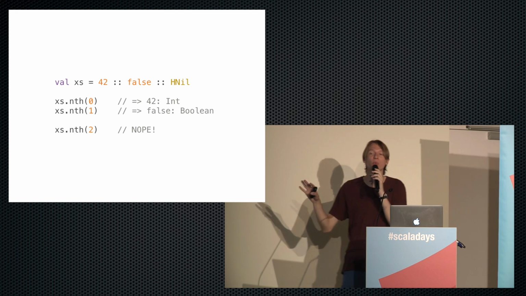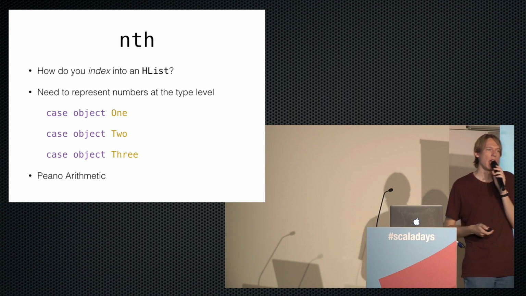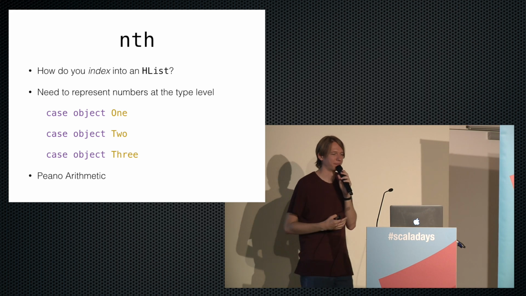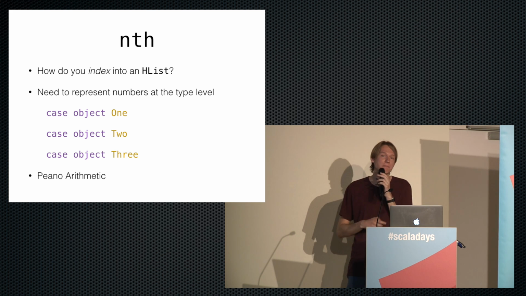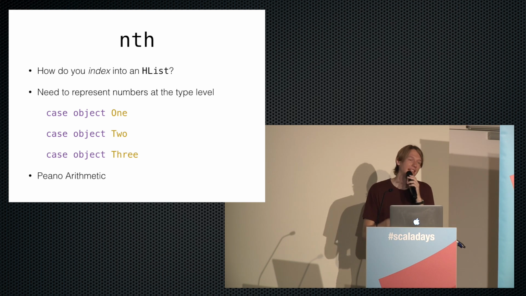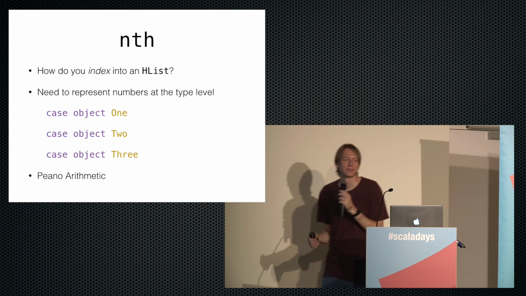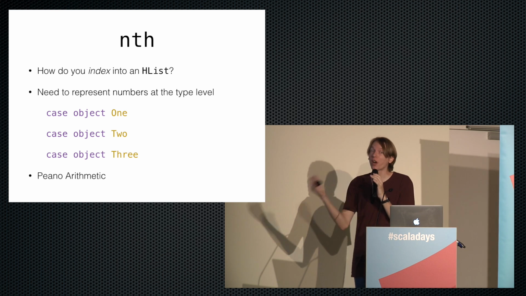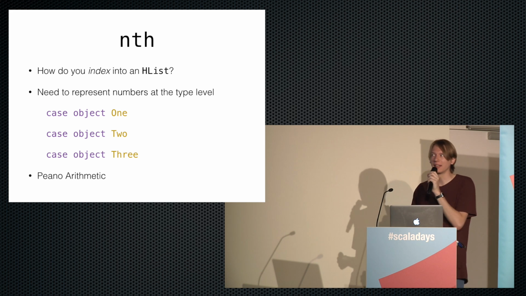So how the heck can we make this work? How is that even possible? How do you index into an HList? Well, clearly, we're going to need some way of representing numbers at the type level. So I guess, sort of as a first start, we could define case object 1 and case object 2 and maybe case object 3, and this is a train wreck. Don't do this. It clearly does represent numbers. It will work. There's certainly nothing that says that, but you'd have to be typing literally for infinity to represent all of the numbers.